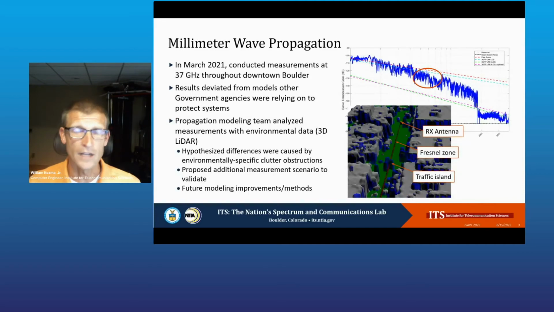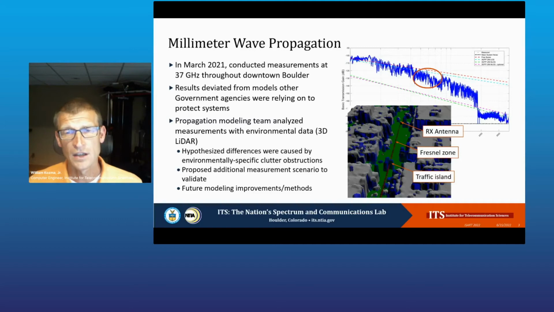Another area that is quite large in the news nowadays is millimeter wave propagation. In March of last year, we conducted some measurements at 37 gigahertz. We developed a new measurement system to do this. These were mobile measurements. We drove through downtown Boulder. We captured those results. We did some initial validation with 3GPP models, for non-line of sight and line of sight types of scenarios. We compared that with environmental information, such as 3D LiDAR data. They didn't always agree.